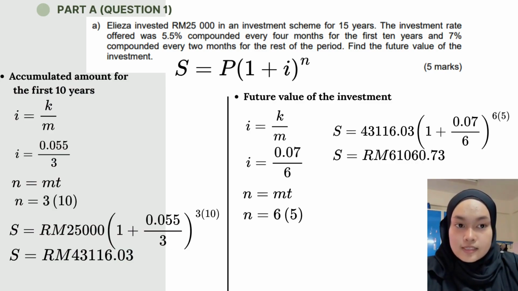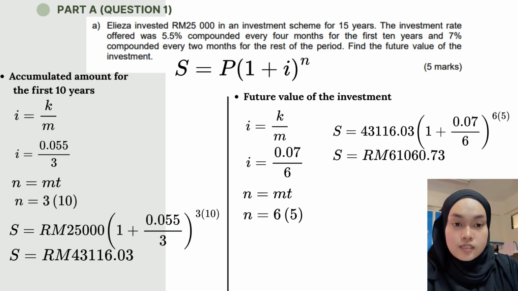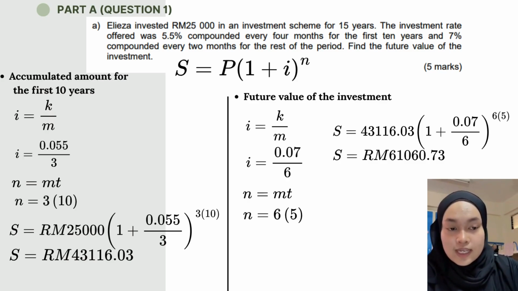For the next 5 years, we repeat the same step with the new rate, and the interest rate per period is i equal to 0.07 divided by 6. Because now it is compounded every 2 months, the number of periods is n equal to 6 times 5. So the final answer of the future value is 61,060 ringgit and 73 cents.